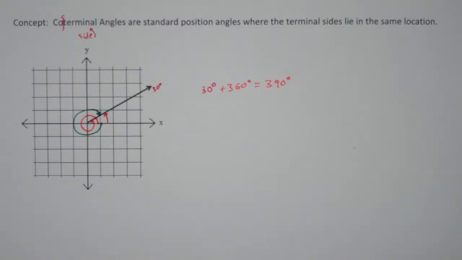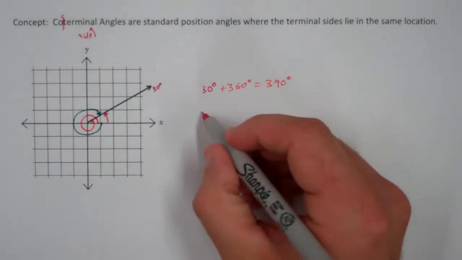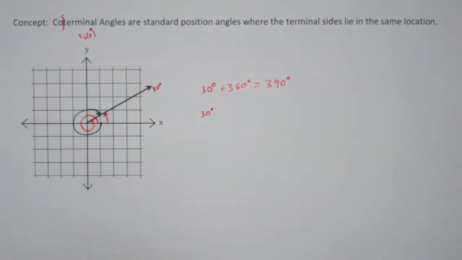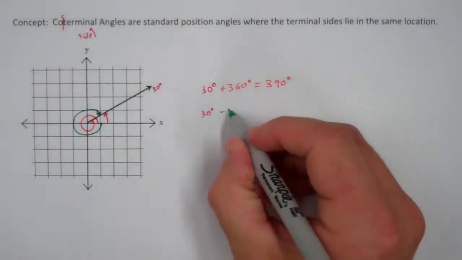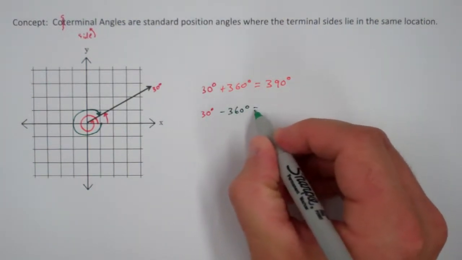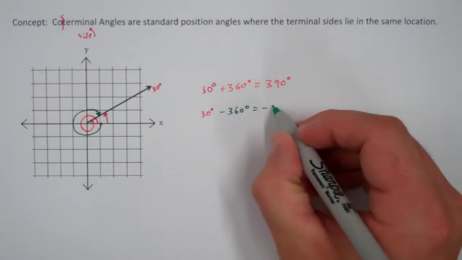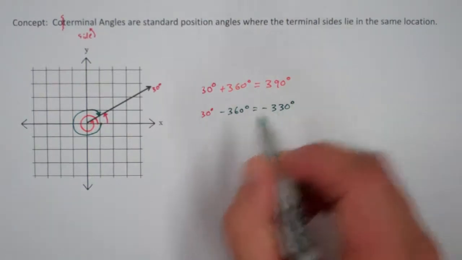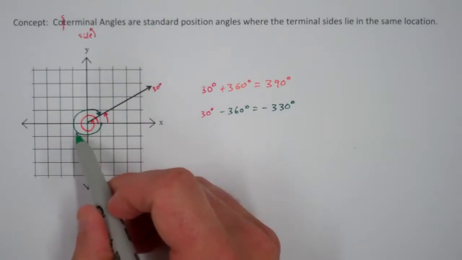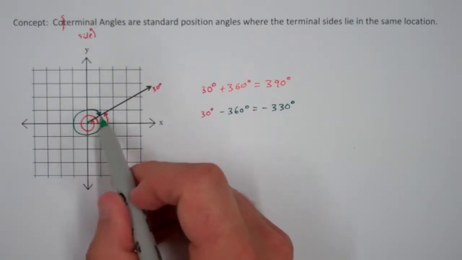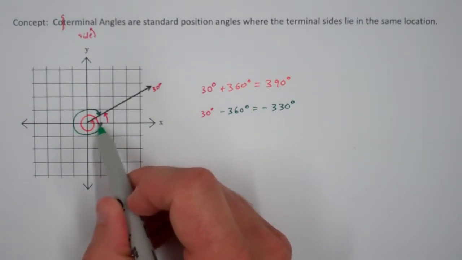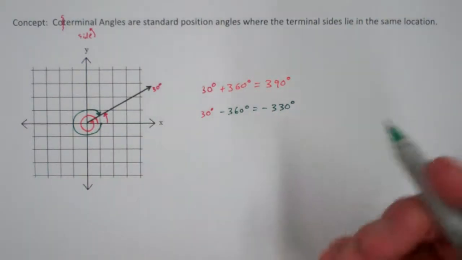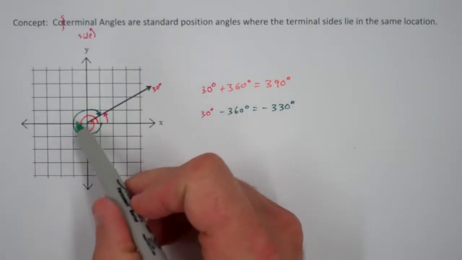We could also do this with the negative angle, and so we'll start with our 30 again. And this time, because we rotated in the clockwise direction, we'll subtract 360 degrees. So 30 minus 360 is negative 330. And you can see here that the angle that we've drawn in green is not all the way around in the negative direction, but exactly 30 degrees short of there.